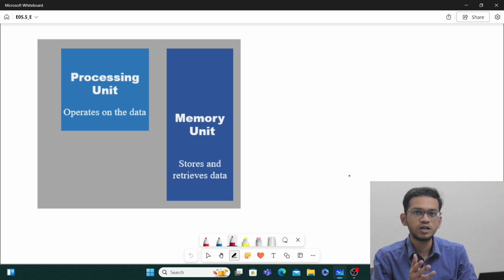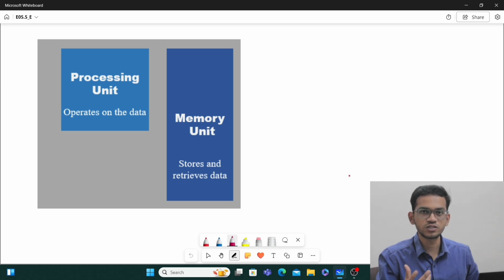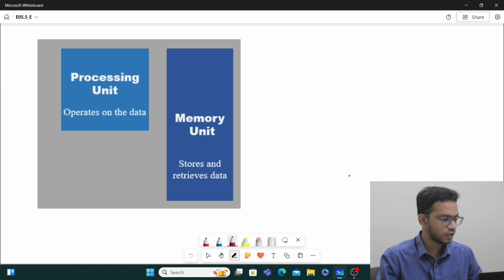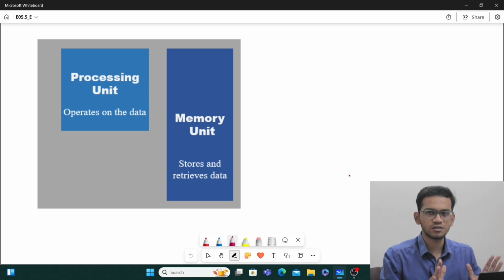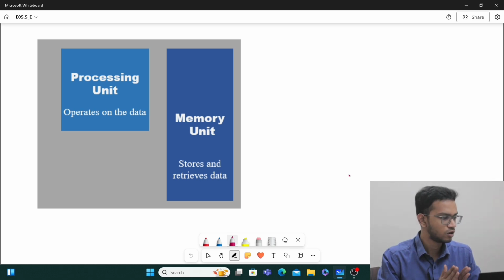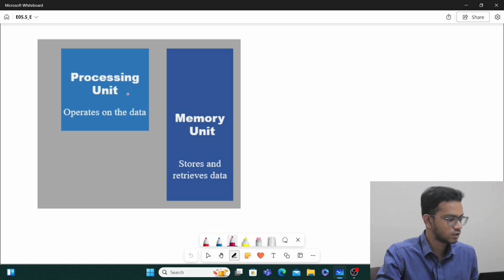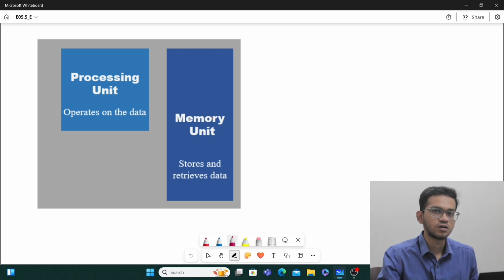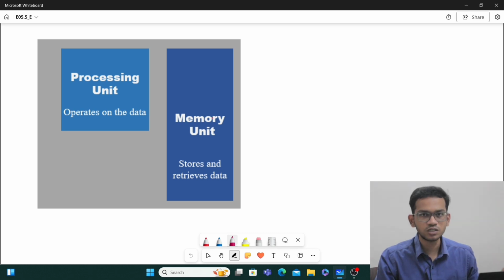So here we need to first understand what the capabilities of a digital microcontroller are. What we have on screen is just a very high level view of any microcomputer or microcontroller. We have just two things. One is a processing unit and the other is a memory unit. The memory unit is a place where you store data and retrieve data from. And the processing unit is the place where you operate on that data.